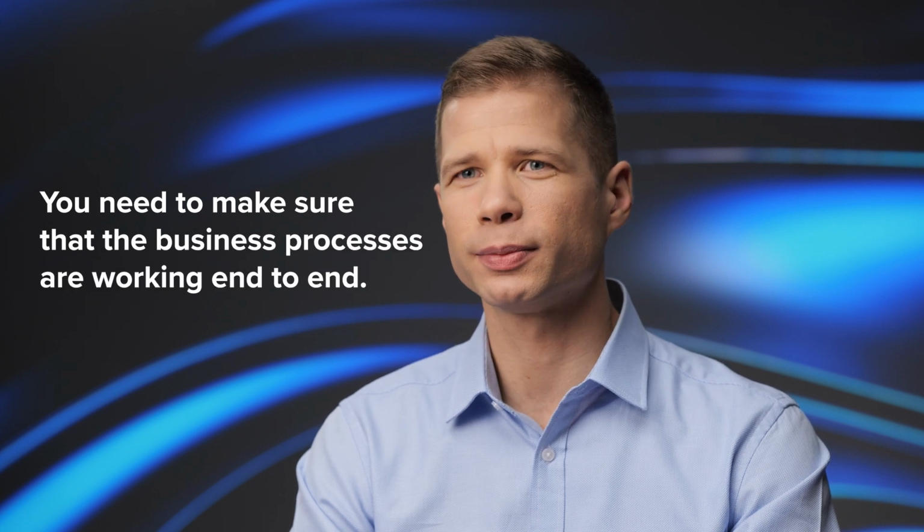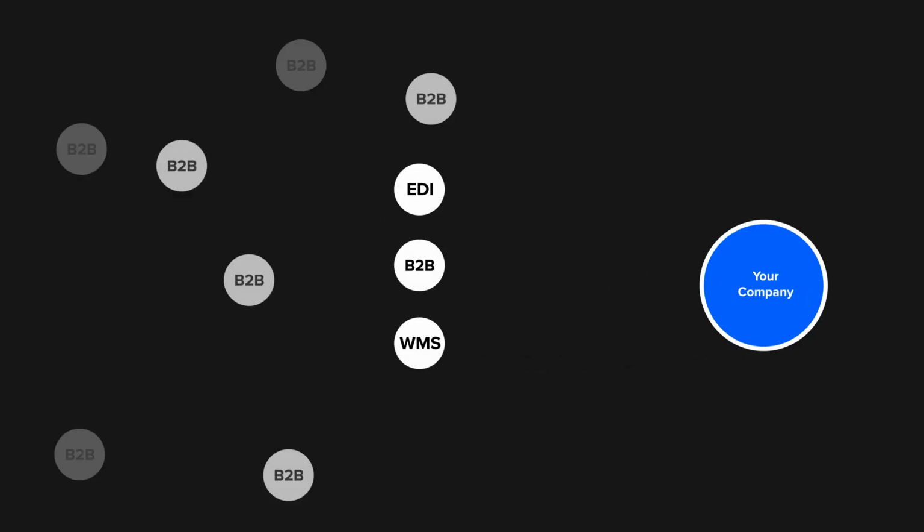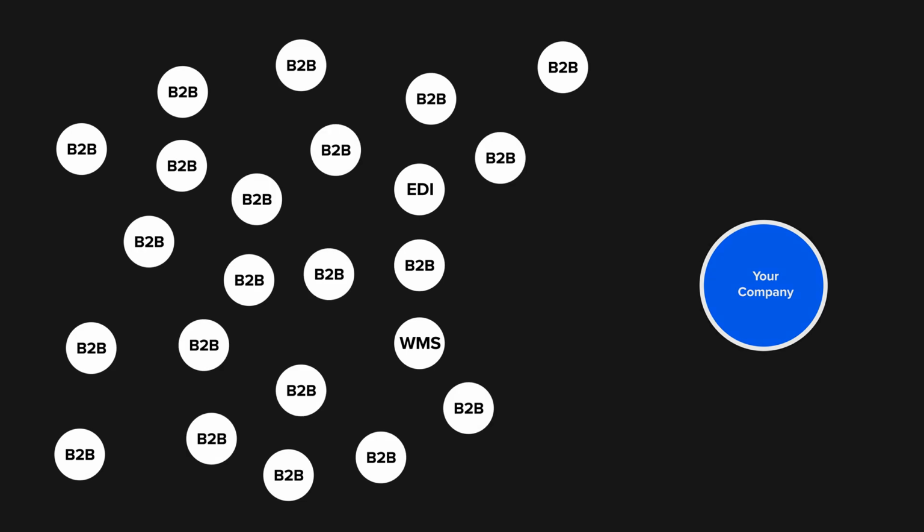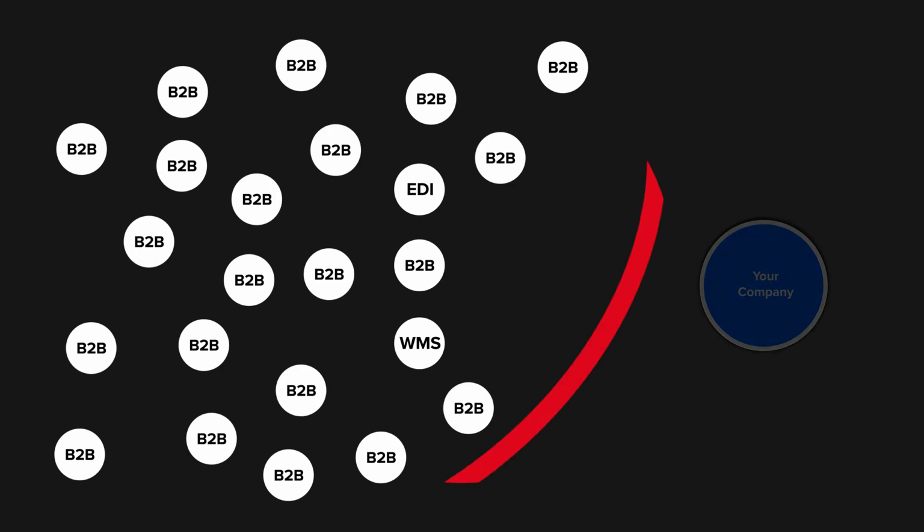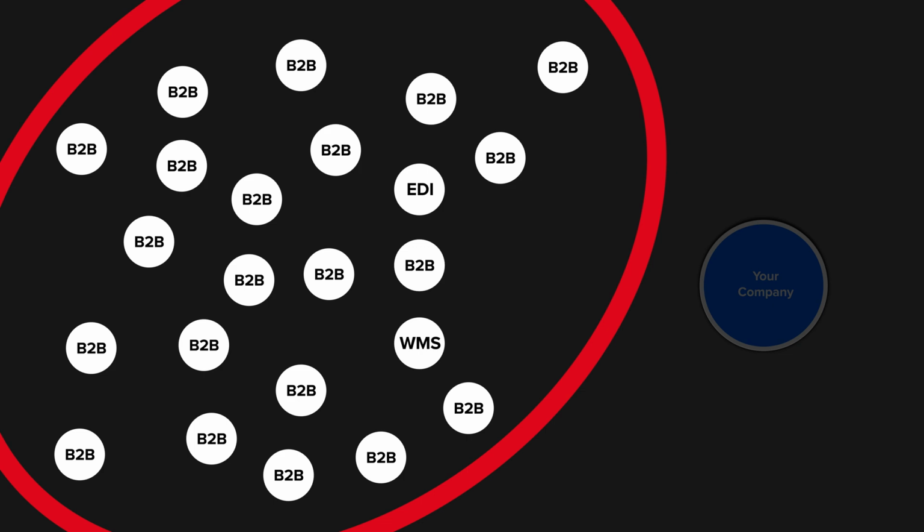During the conversion to the SAP S/4HANA or any other SAP upgrades, you need to make sure that the business processes are working end-to-end. Each of the business processes consists of multiple connections to external systems, EDI partners, and so on. One of the biggest factors for the project delays is the dependency on the external systems for testing.